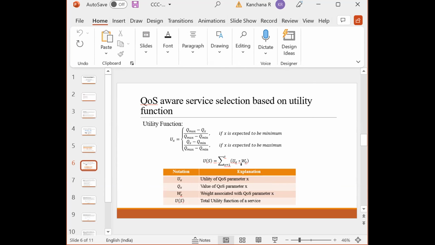And now, because we are selecting the web services based on many QoS parameters, we assign a weightage, because not all the quality parameters have the same weightage. So we are considering 3 quality parameters for quality of service, namely security, cost, and response time. So we assign 60% weightage for security, 20% weightage for cost, and 20% weightage for response time.